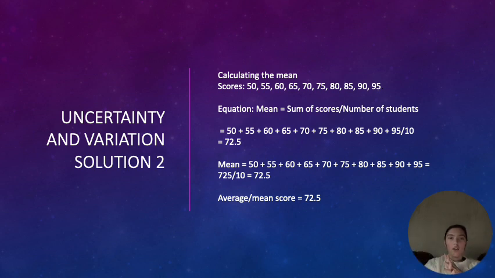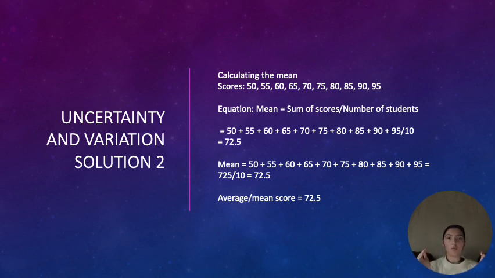Another solution to work out the mark a student needs, or identify their average mark to see how well their performance was, is to calculate the mean score. For example, say there are 10 students in the class. The scores are 50, 55, 60, 65, 70, 75, 80, 85, 90, and 95. The equation we need to use is mean equals sum of all scores divided by the number of students. So you add all of those together, which equates to 725. As seen here, the working out is 725, which is the total sum of all scores, and then you divide it by 10, which is 72.5.